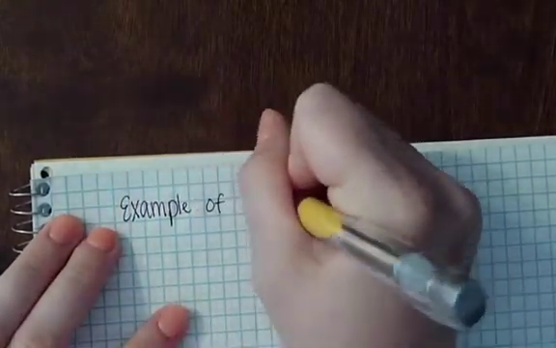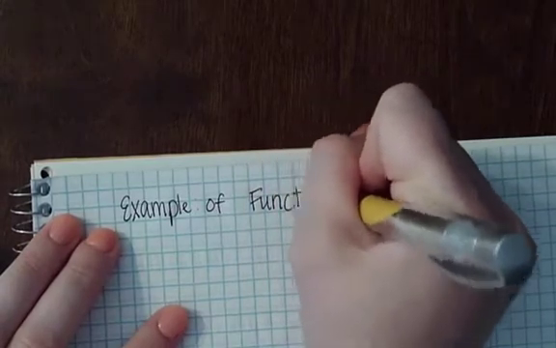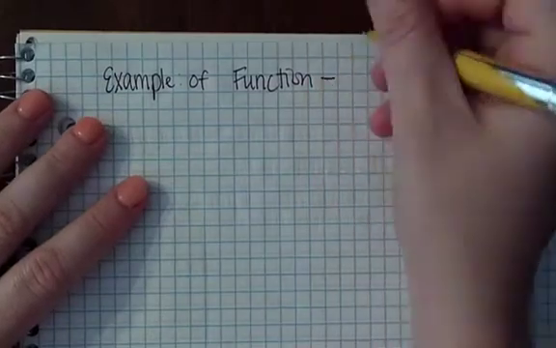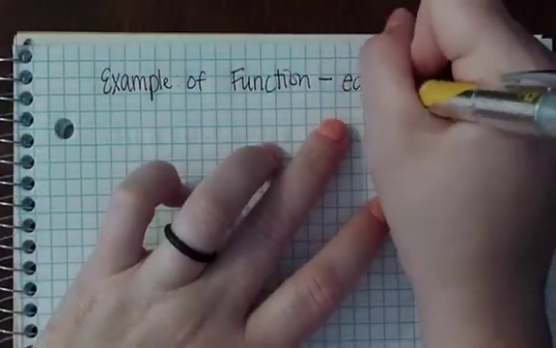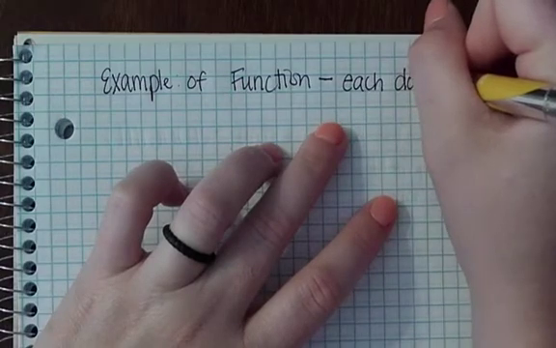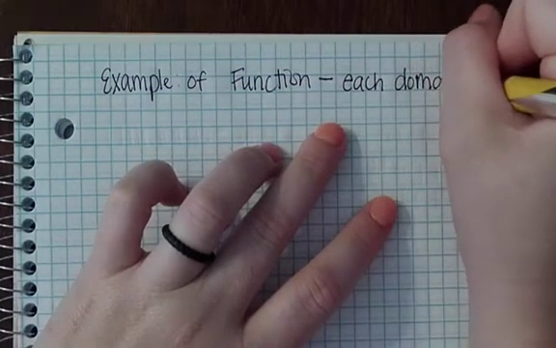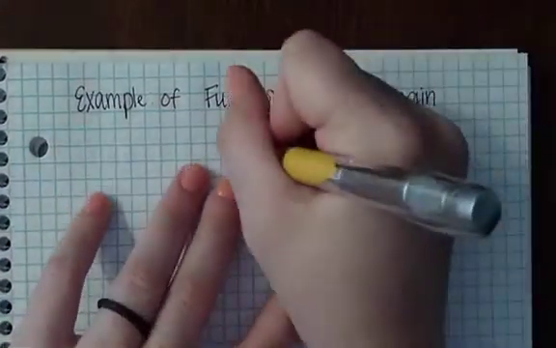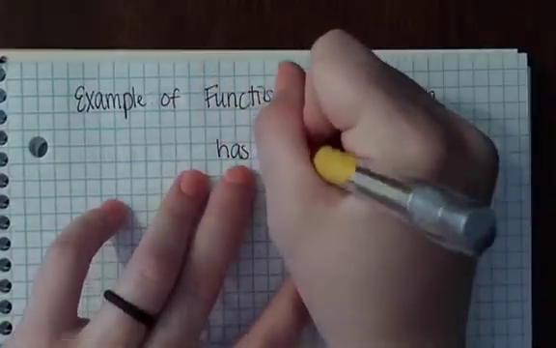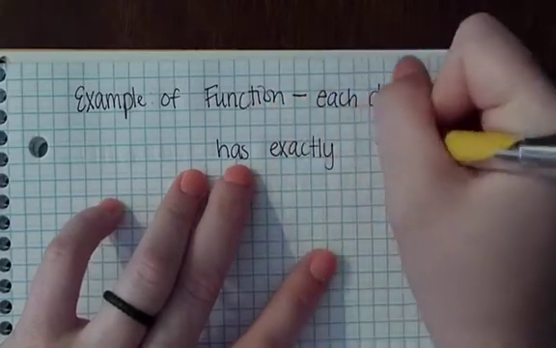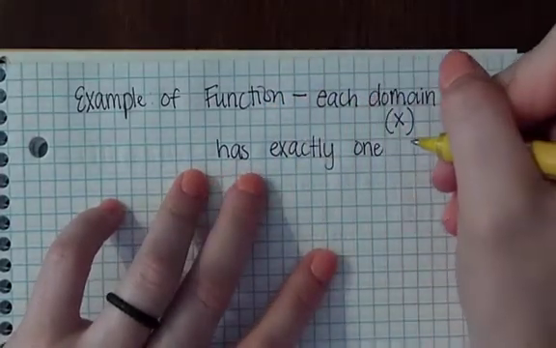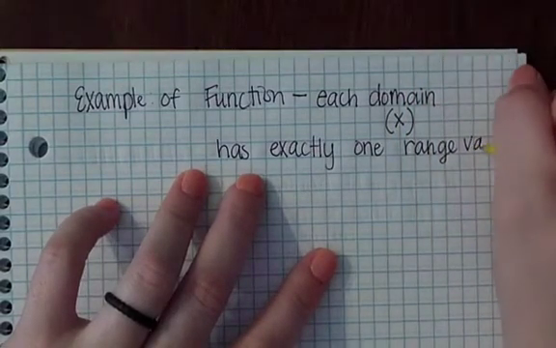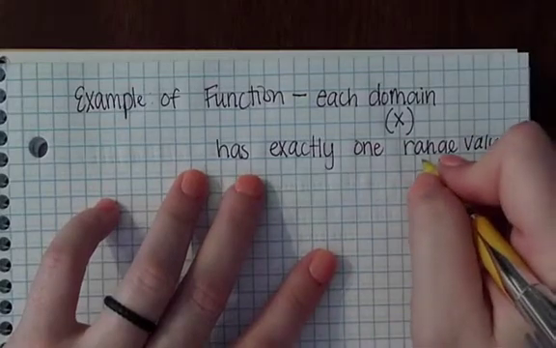an example of a function. So an example of a function, and a function is when each domain, of course we just said that's X, has exactly one range value. And remember, range is Y.